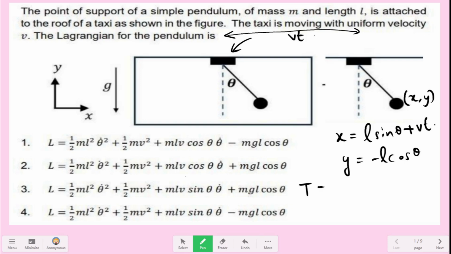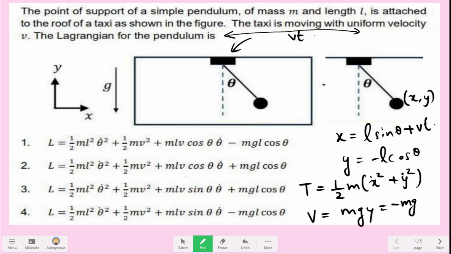We can now write the kinetic energy. T is equal to half m (x dot square plus y dot square), and V is equal to mg y, which is equal to minus mgL cos theta. And the Lagrangian is equal to T minus V in almost all cases. Rarely is the Lagrangian not equal to T minus V.